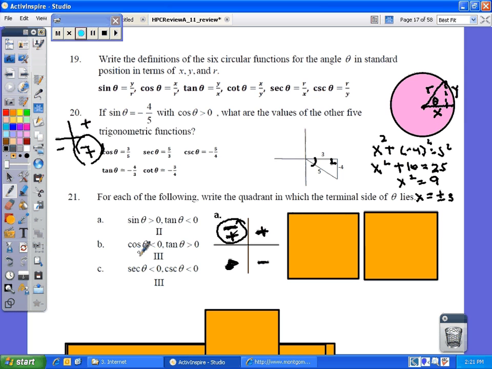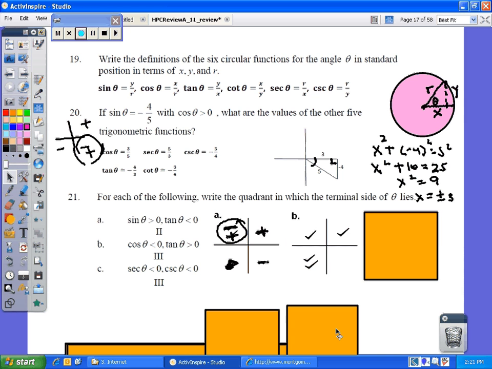All right, B. I know cosine is negative to the left of the y-axis, so second and third. I know tangent is positive first and third, so I did a check of those. So I had first and third for the tangent being positive, and second and third for the cosine being negative, which means I ended up in the third quadrant for both. And then I said that these two hold true in the third quadrant. Let's see how that worked out.